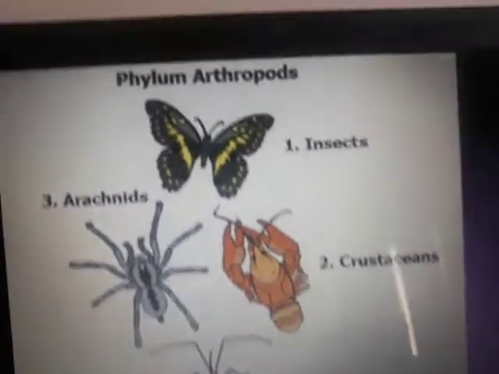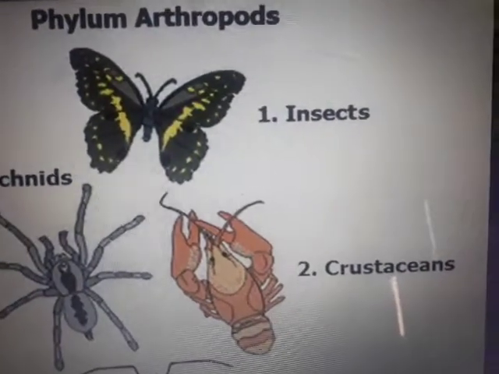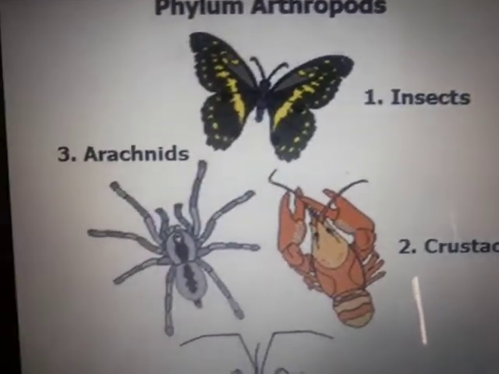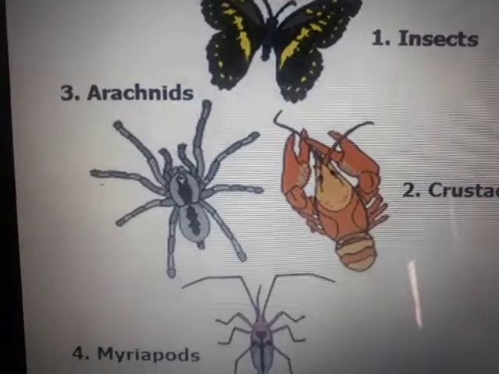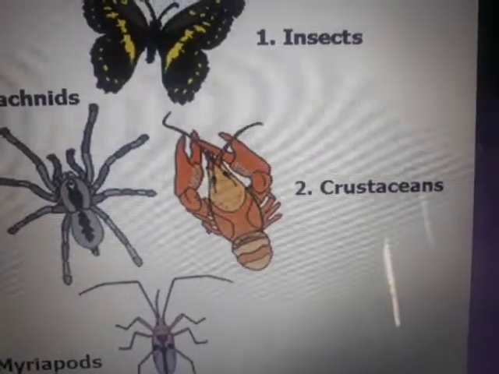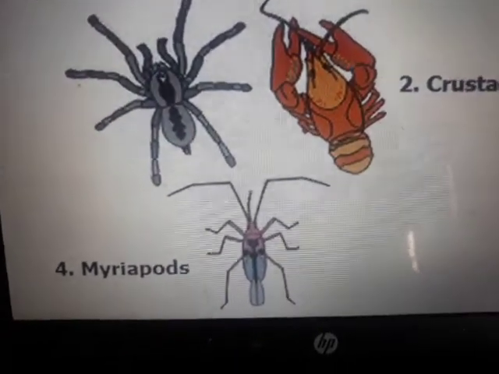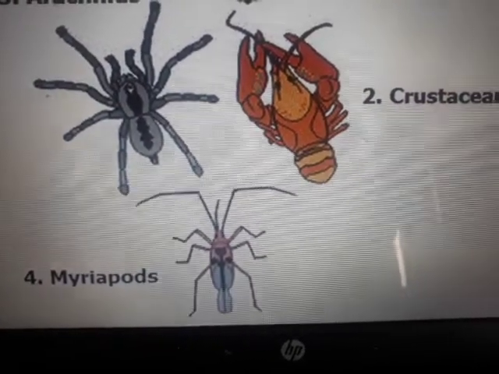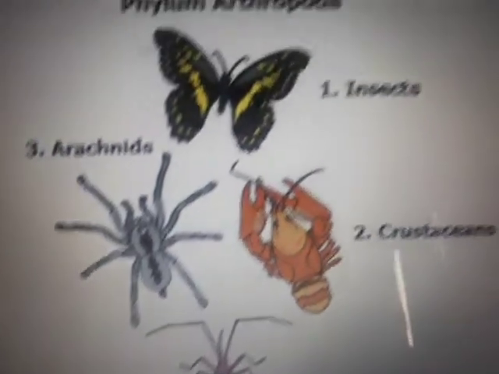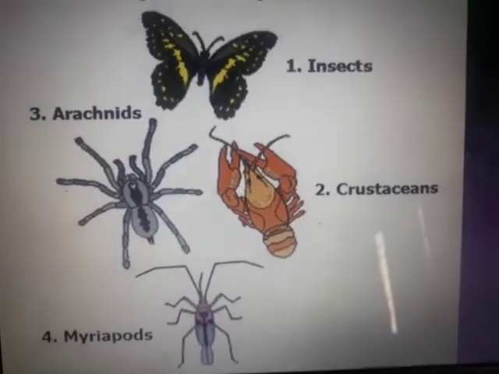You can see here now what comes under that. Insects will come under that. Arachnids will come under that. Crustaceans like this, lobsters and crabs and everything will come under that. And myriapods like this, ticks will also come under that. Okay, so these are the 4 categories.